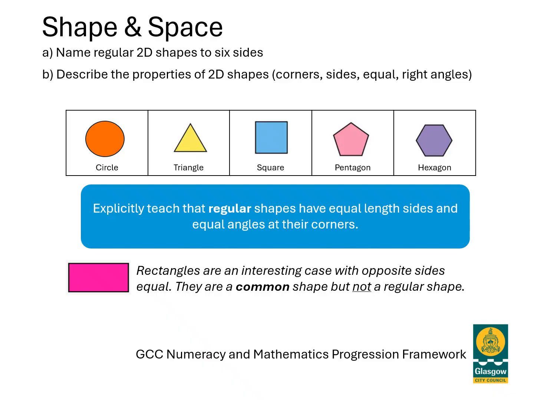Regular shapes also have the same number of lines of symmetry as they do sides and corners. And they'll be wondering about a circle and thinking, well, it's got one side. Actually, because that side's curved, mathematically it has an infinite number of sides and lines of symmetry, which is a little bit beyond P2, but they might ask you, so it's worth having the answer ready.